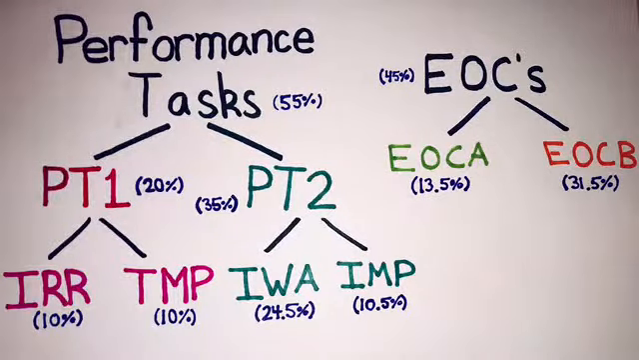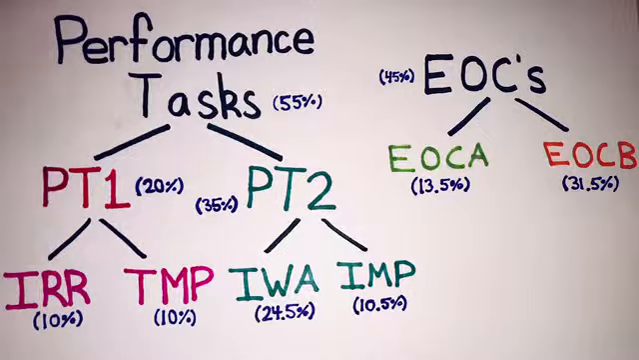Shown here are all of the different elements of your AP Capstone score and their respective percentages as a part of your entire AP Capstone grade. As you can see, there are 2 performance tasks that you'll be completing throughout the year. The PT1, which consists of an IRR and a TMP, which stand for Individual Research Report and Team Multimedia Presentation, and a PT2, which consists of an IWA and an IMP, an Individual Written Argument and an Individual Multimedia Presentation. The end-of-course exam, or EOC, is broken up into 2 parts, the EOC A and the EOC B. These are mostly based on document analysis and being able to assess the validity of an argument.